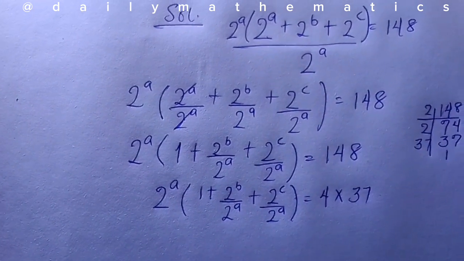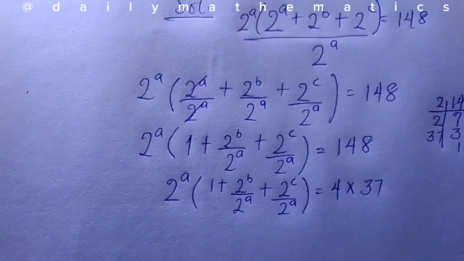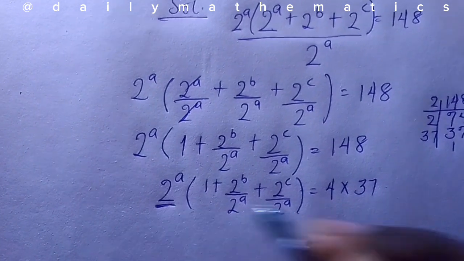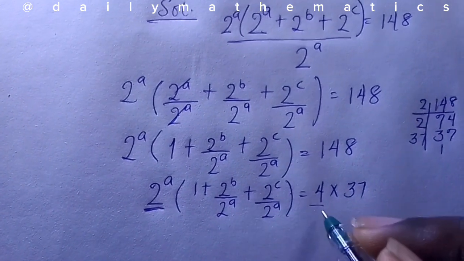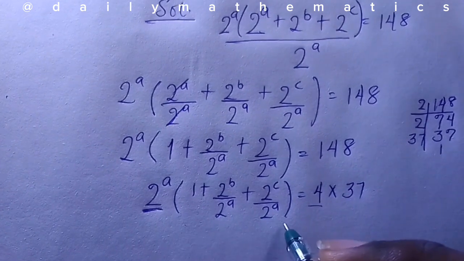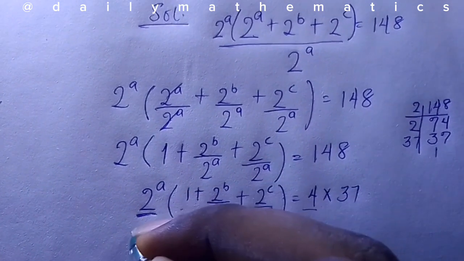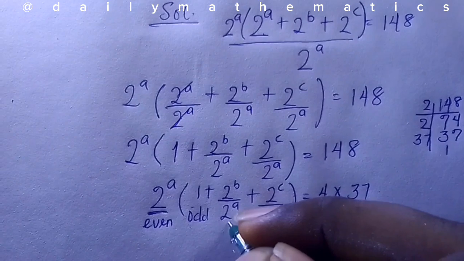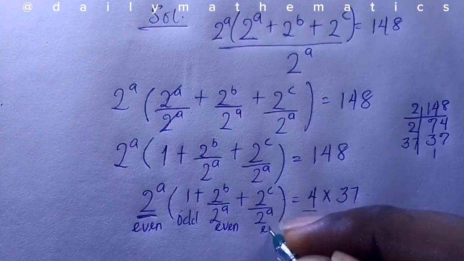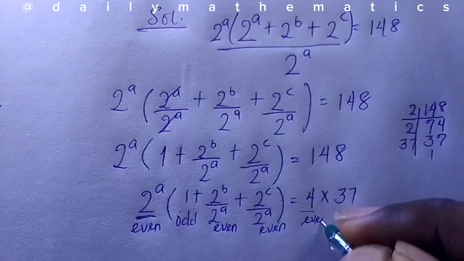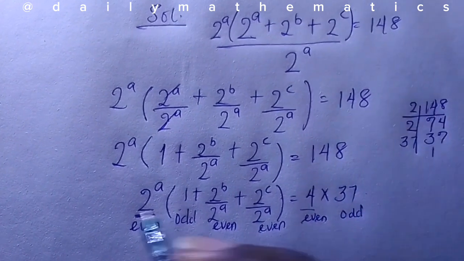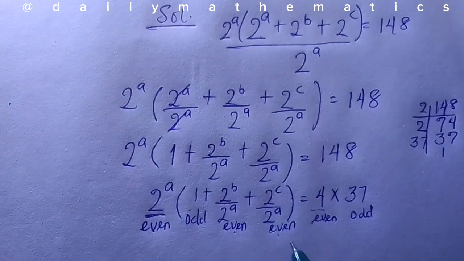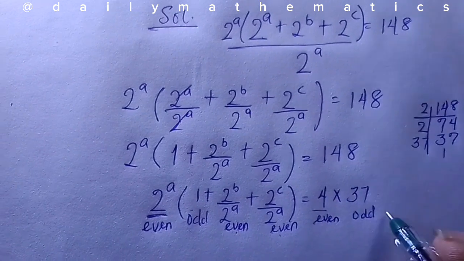So from here, how do I equate them? Now you can see this number here, 2 raised to the power of a, is an even number, and we equate it with the even number we have here. So this is odd, this is even, this is even, this is even, this is odd, right? So even, we equate to an even number. Now odd number plus even number will give us an odd number, so we'll equate it with an odd number, right?